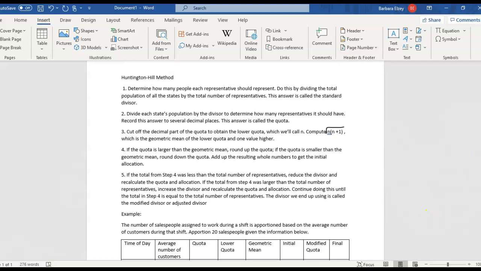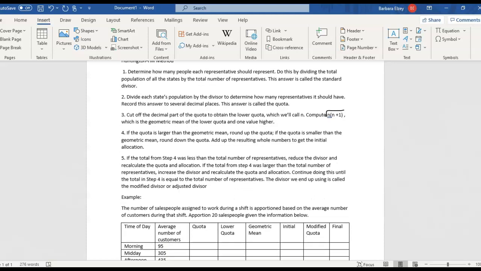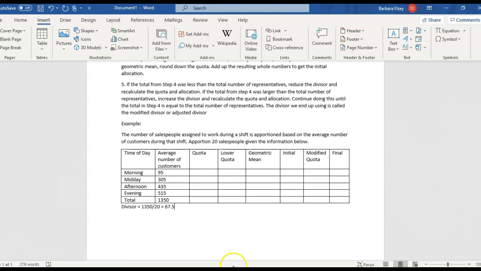Now let's go to step two. Divide each state's population by the divisor to determine how many representatives it should have. Record this answer to several decimal places. This is called the quota. And this, of course, is the same step we've used in all of our previous problems. So let's take 95 and divide it by 67.5. That ends up being 1.4074.